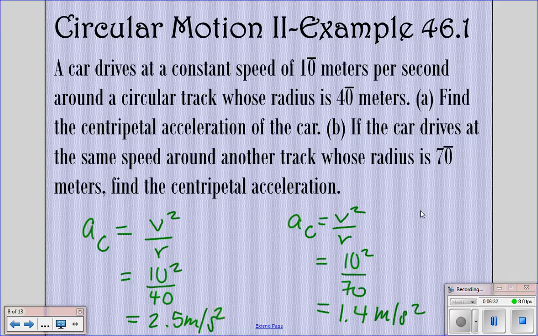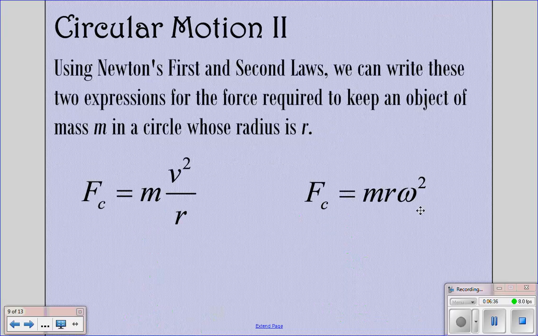So that's the first example. We're going to look at Newton's first and second laws for that. You remember that was F equals ma. F equals ma was Newton's second law. We can write these two expressions here on the board for the centripetal force.